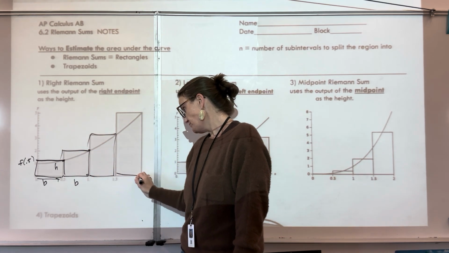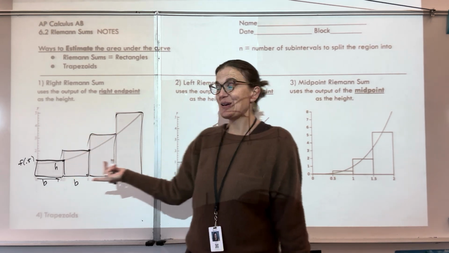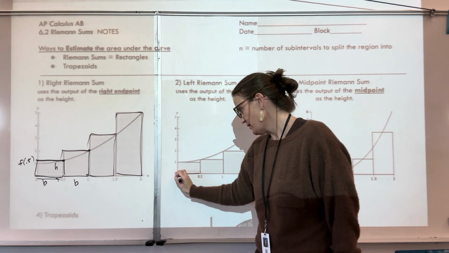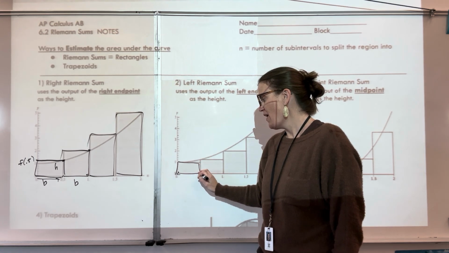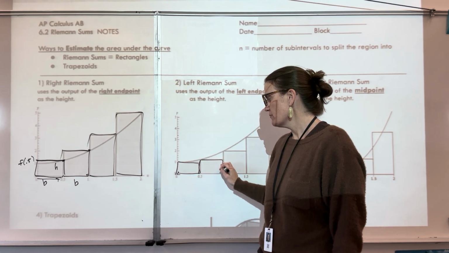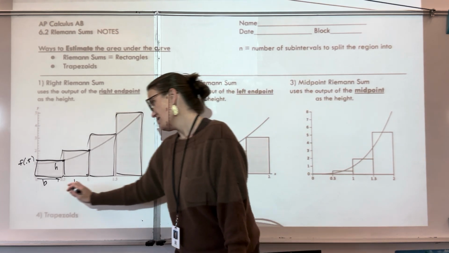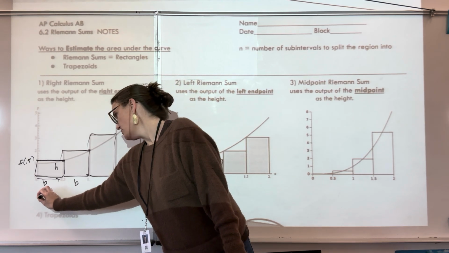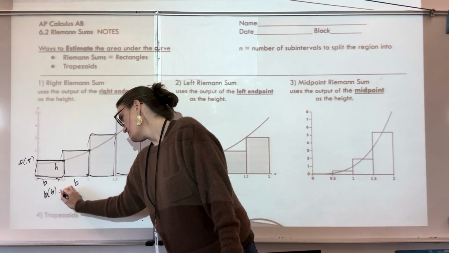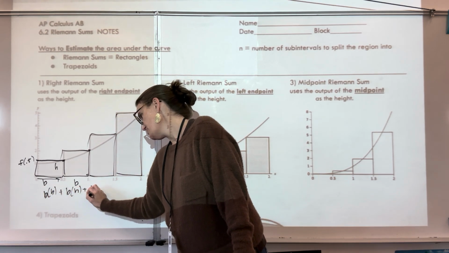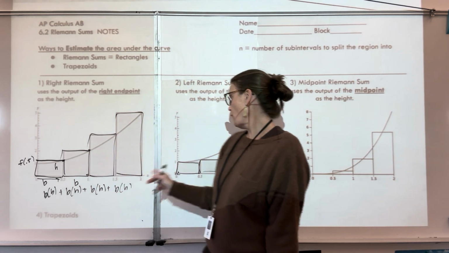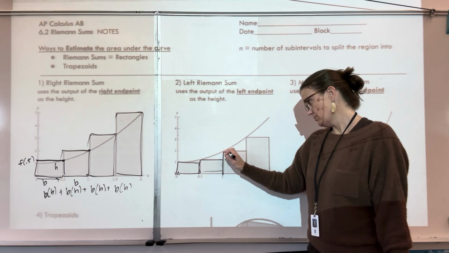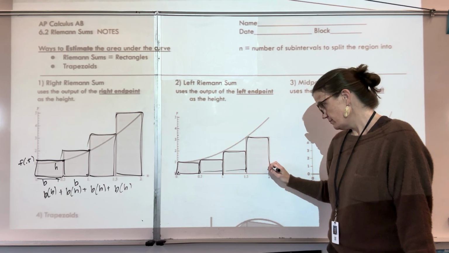If it's a left Riemann sum, we're going to use the height at the leftmost point, so from 0 to 0.5, I'm going to use the height at 0. At 0.5 to 1, I'm going to use the height at 0.5. But it's constantly just base times height, base times height, base times height. So it'd be base times height plus base times height plus base times height plus base times height. We're basically going to take those 4 bases and heights, multiply them, and add them up.